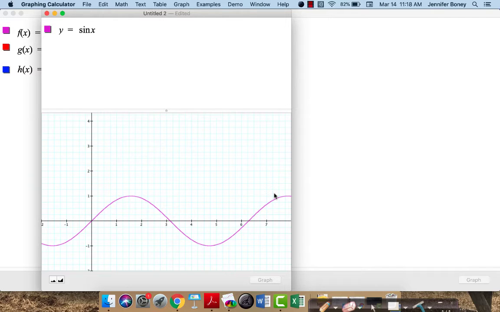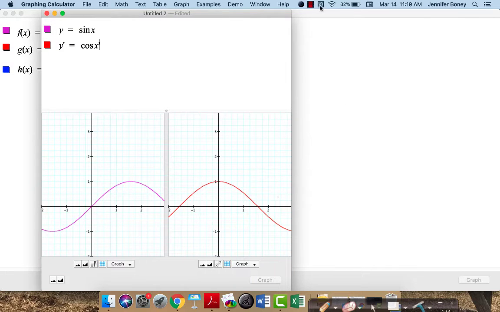Now, I'm going to graph these, let's see, y prime. The prime in GC, remember, doesn't mean derivative. It splits your graph window, so you have two graphs, left and right. And let's see, cosine of x prime. Now, just comparing these.